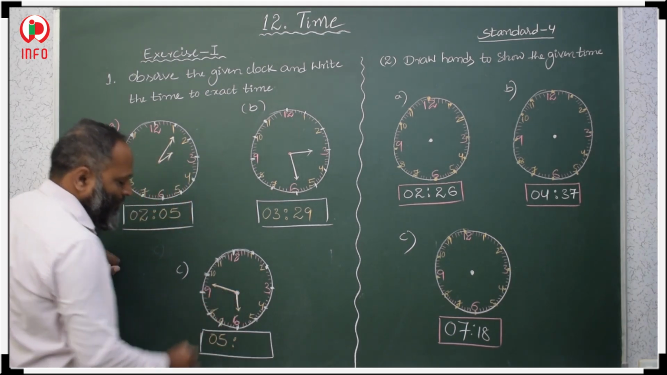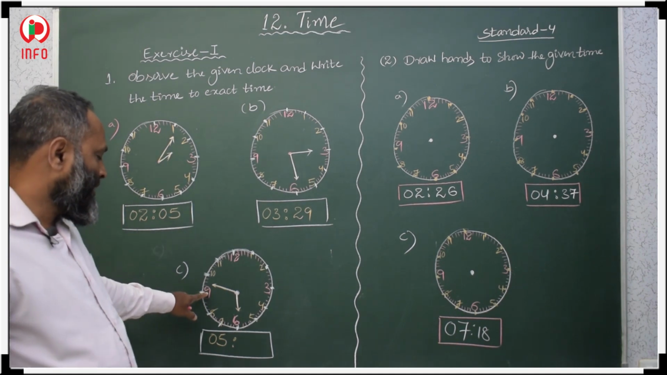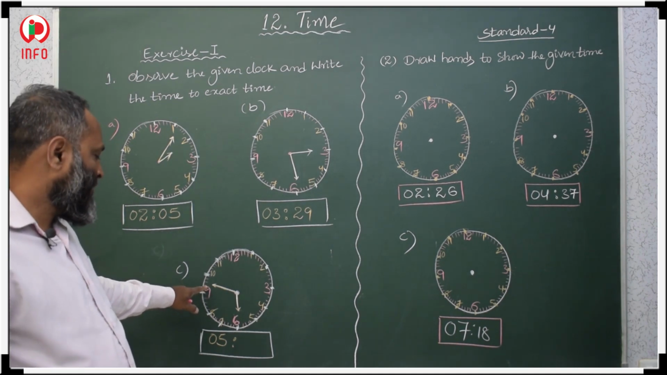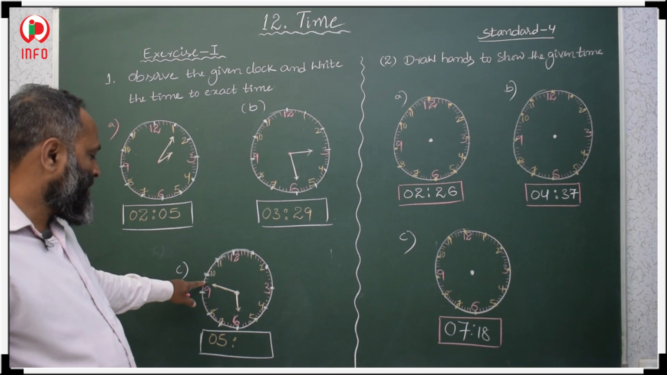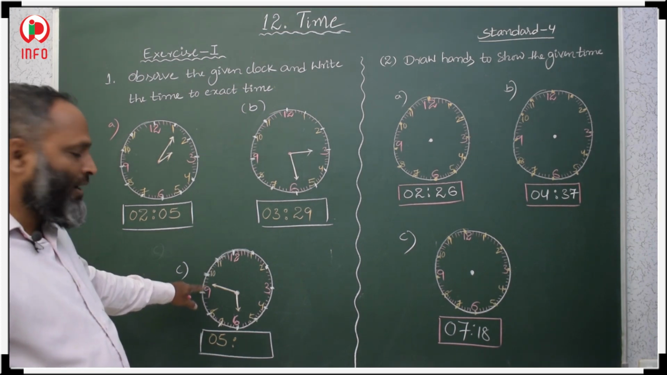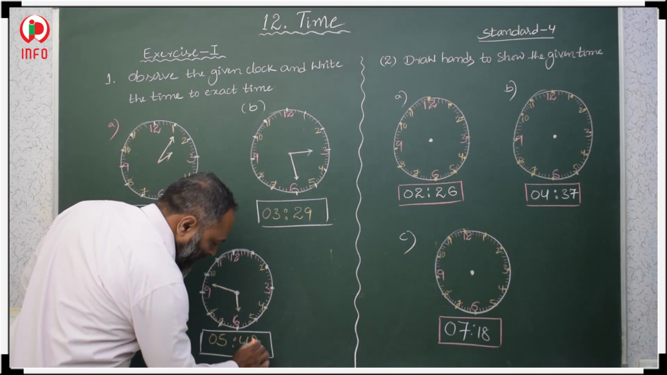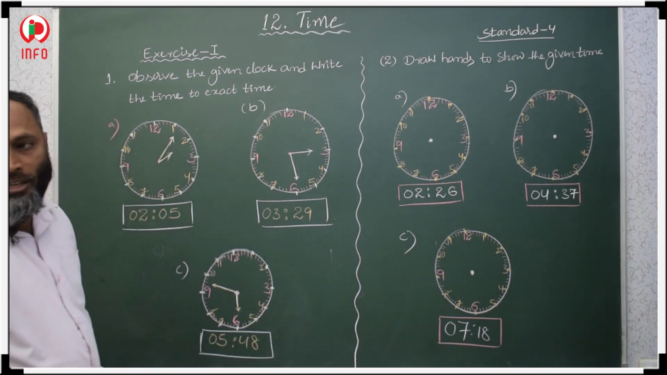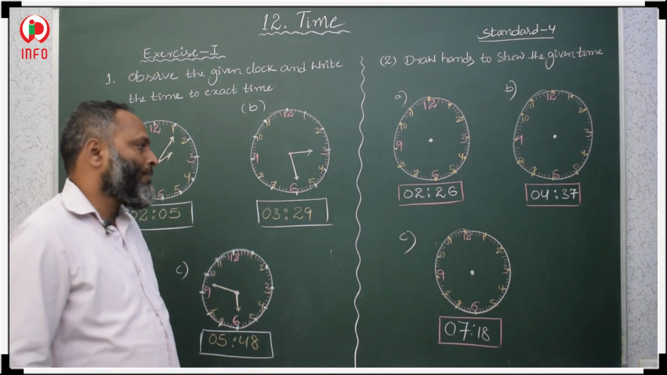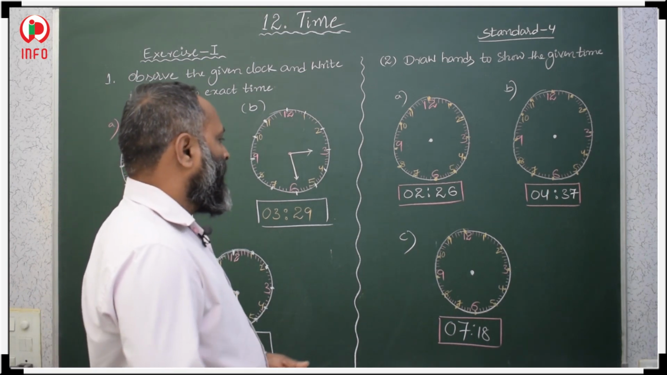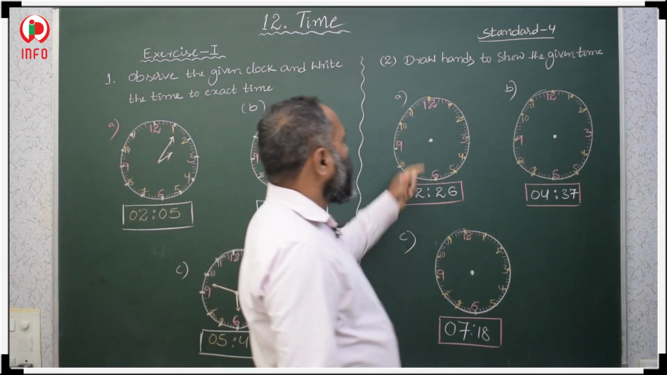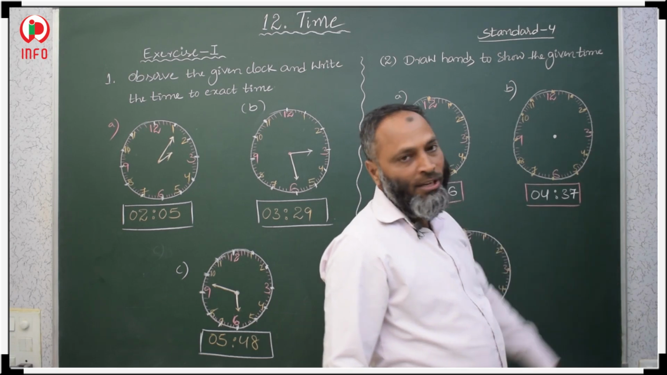The minute hand is after 9. First multiply 9 with 5, which is 45, then 46, 47, 48. So it is 5 hours 48 minutes. Now in the second exercise, draw the hands to show the given time.